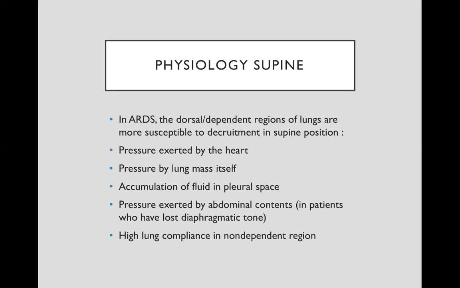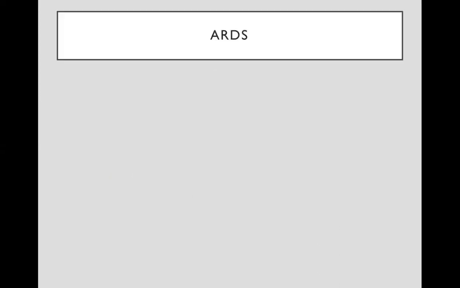Under normal circumstances in ARDS, in the supine position, the dorsal or dependent regions of the lung are more susceptible to de-recruitment, basically because the dorsal part of the lung is subjected to the pressure exerted by the heart and the pressure by the lung mass itself. The fluid tends to go into the dependent parts and there is accumulation of fluid in that space. And in the supine position, since the diaphragm comes up higher, pressure is exerted by the abdominal contents also. And because the lung compliance is lower in the dependent region, a great deal of the dependent part of the lung is compromised.